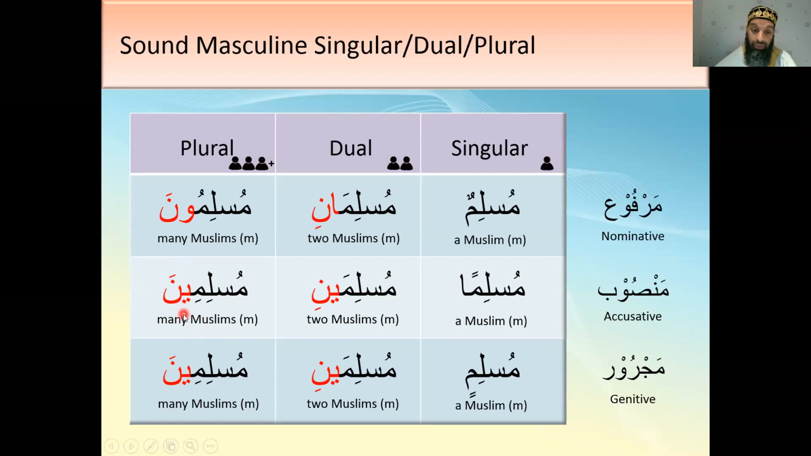But in Mansub or Majroor land, they are both the same. Look, these four are both the same: aini and aini, ina and ina. So it's either going to be Mansub or Majroor in the sentence. But you just need to know that una is Marfu, ina is Mansub, and they are all plurals.